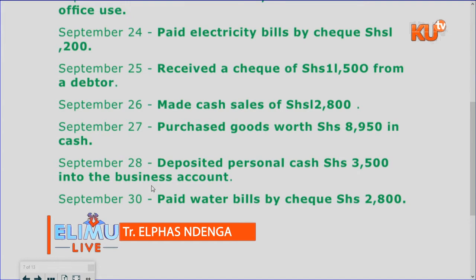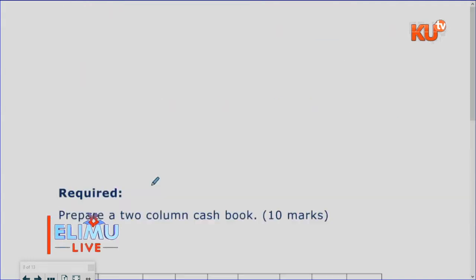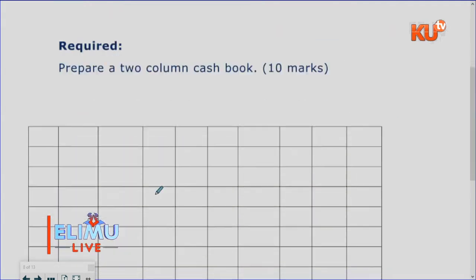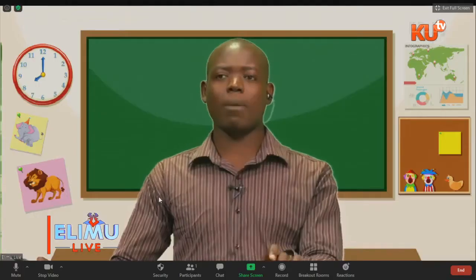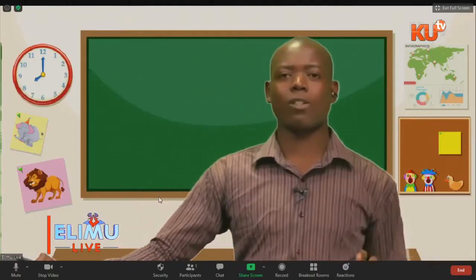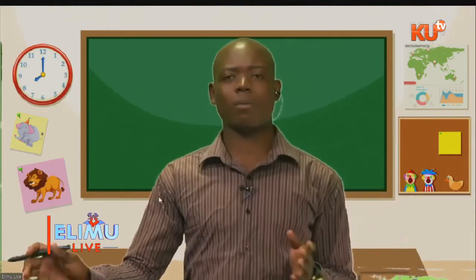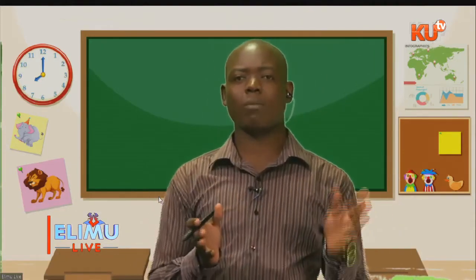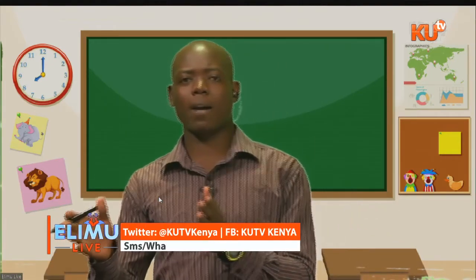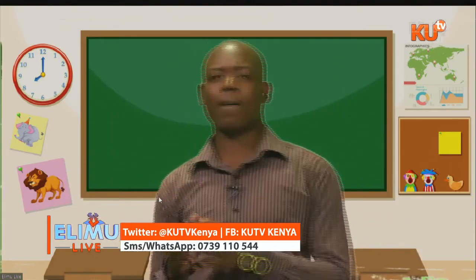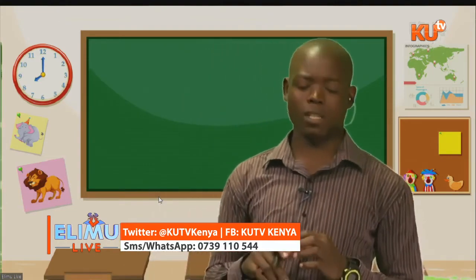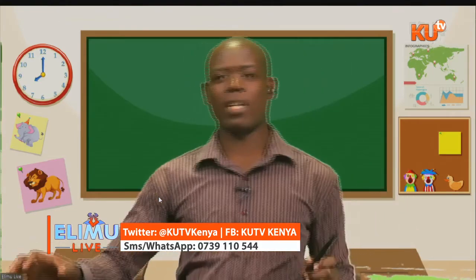That was captured in KCSE 2015. So let's analyze this question. We were told to prepare a two-column cash book. Students, draw the format of the two-column cash book. Both sides of the cash book: debit, details, folio, cash, and bank. The other side again: debit, details, folio, cash, and bank. Then once you have the format, we can look at the question step by step.